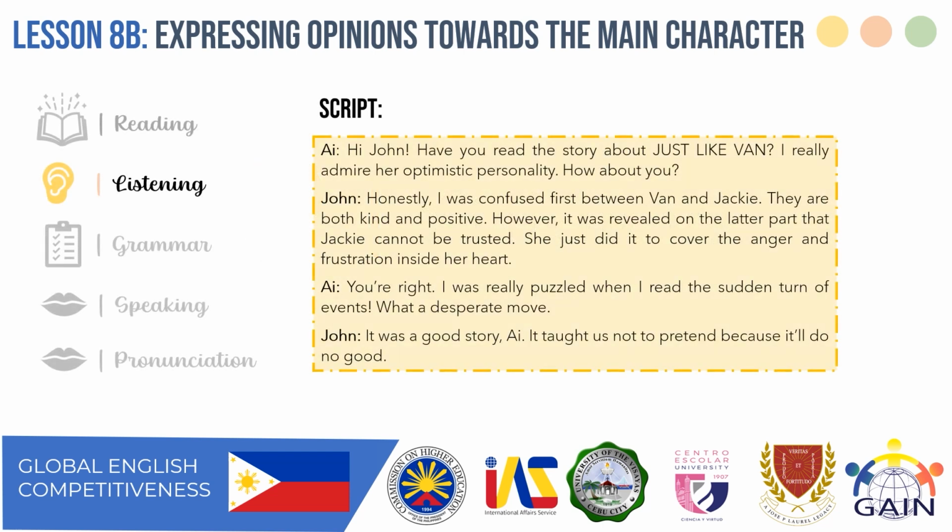Hi, John. Have you read a story about Just Like Van? I really admire her optimistic personality. How about you? Honestly, I was confused between Van and Jackie. They're both kind and positive. However, it was revealed in the latter part that Jackie cannot be trusted. She just did it to cover the anger and frustration inside her heart. You're right. I was really puzzled when I read the sudden turn of events. What a desperate move. It was a good story. It taught us not to pretend because it'll do no good.